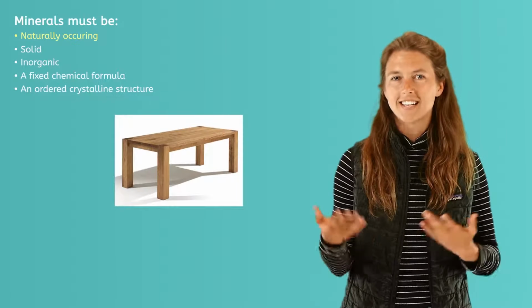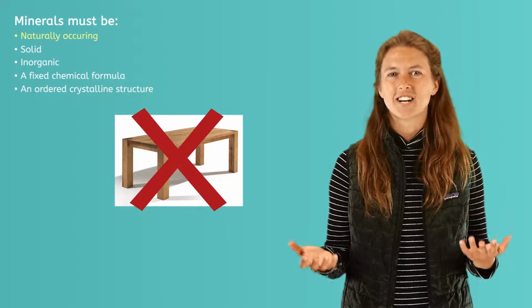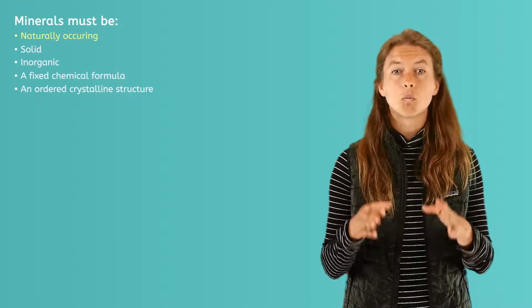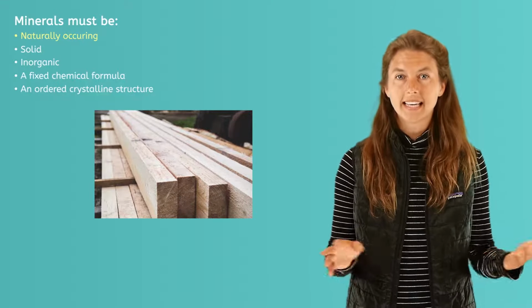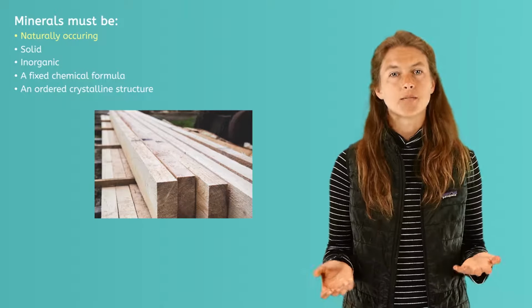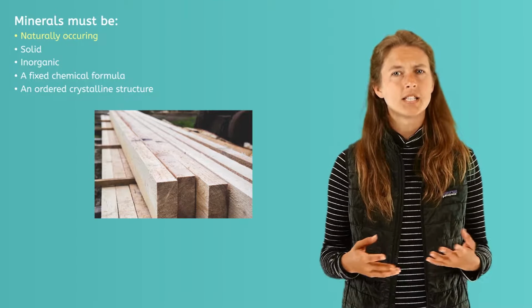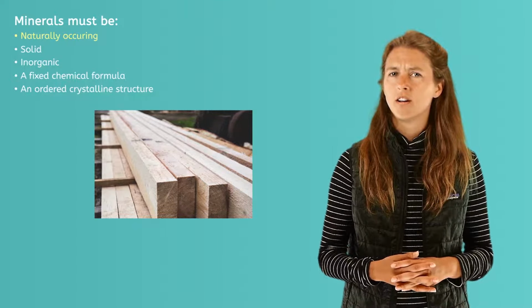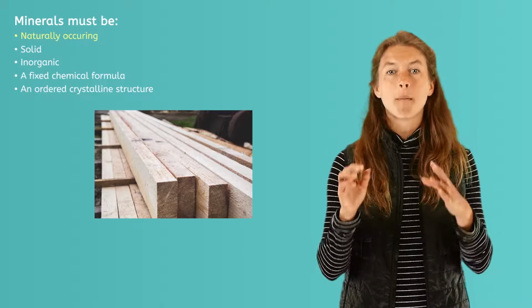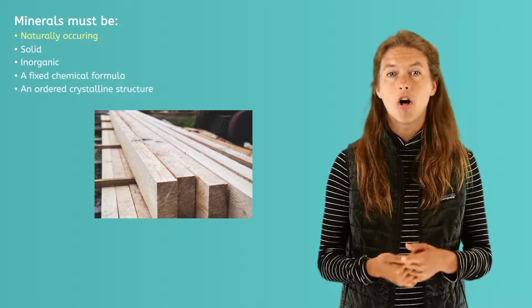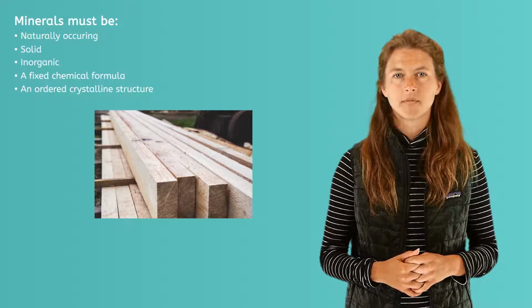A table is not naturally occurring because it is constructed by a person. But the wood used to make the table is naturally occurring because it comes from nature. Does this wood make a mineral though? Not so fast. Remember that a substance needs to meet all five criteria.